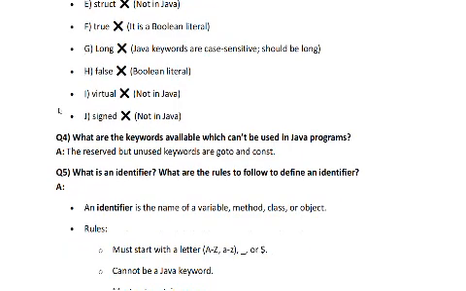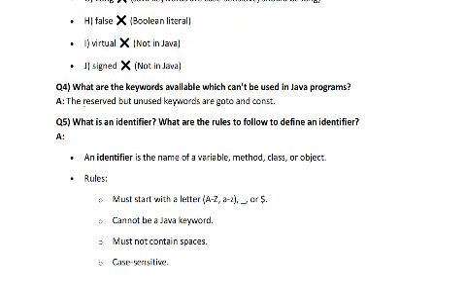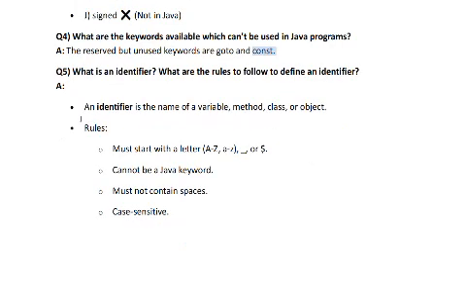Next, coming to the fourth question. What are the keywords available which cannot be used in a Java program? There are two keywords which are not used in Java. In the 50 keywords, these two are also members. Those are goto and const. These are the two keywords, but we do not use them anywhere in the Java programming language.